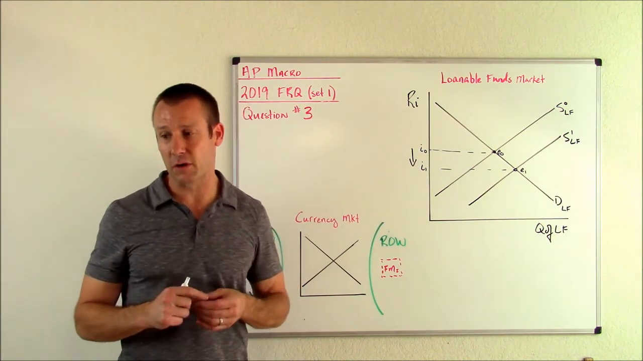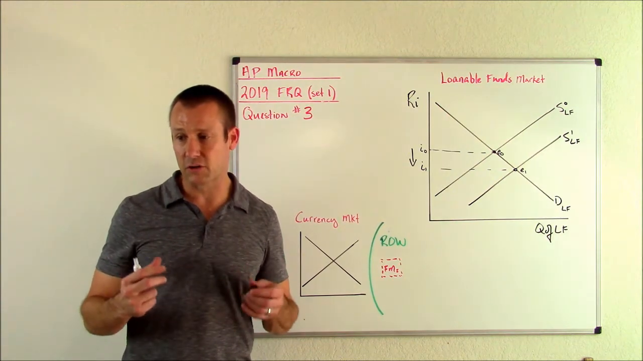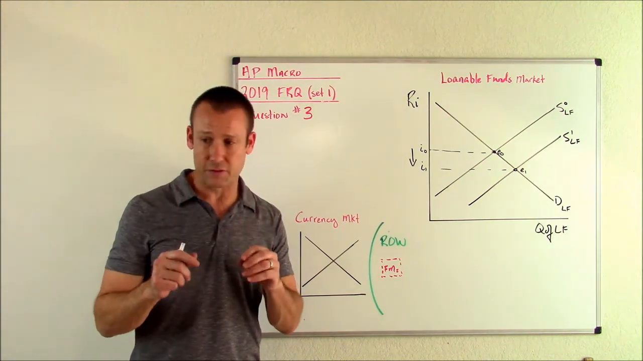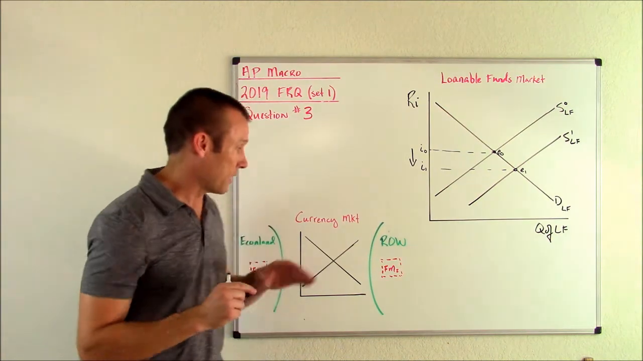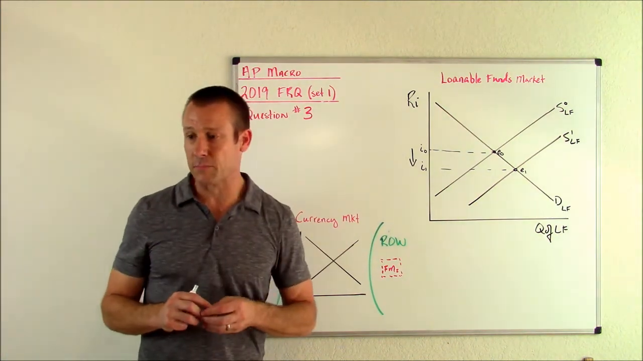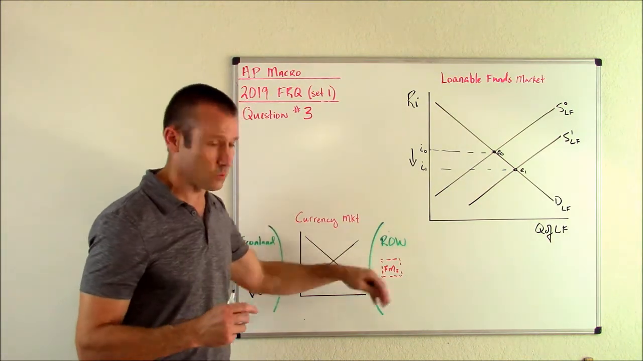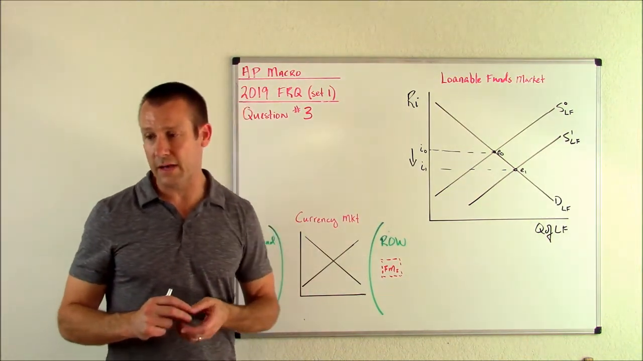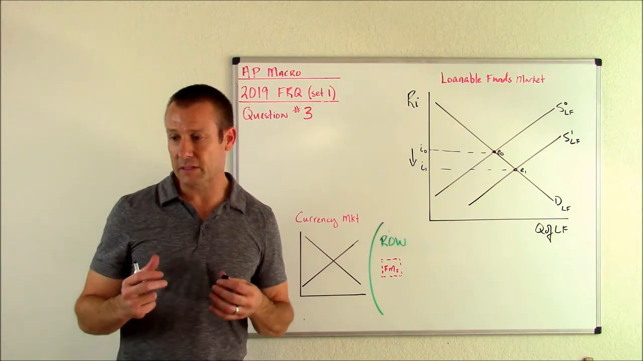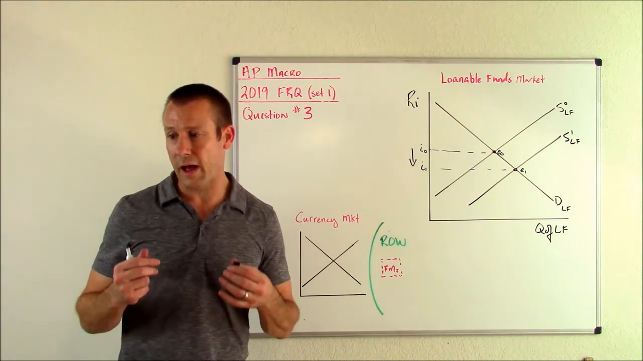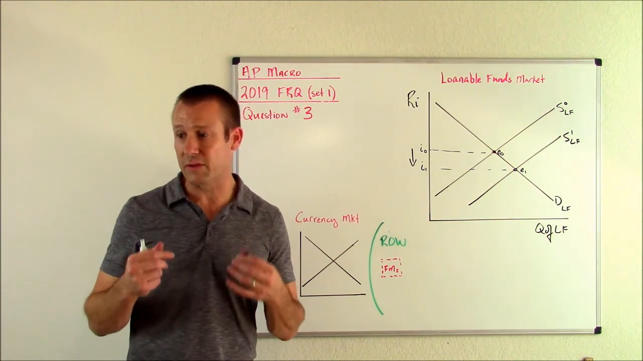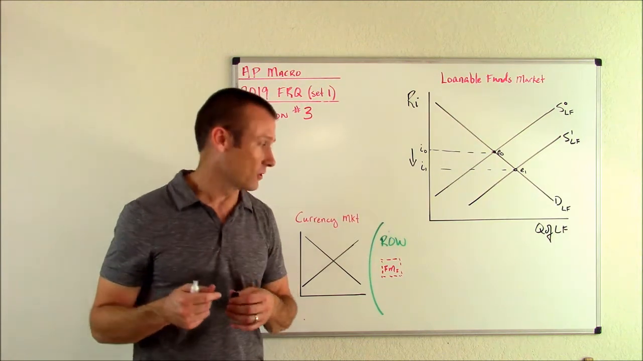Moving on to C, 3C. Consider the foreign exchange market for econ land's currency. Now again, they're not saying draw it, they're just simply saying consider it. But I am going to draw it just to make it easy. Based on your answer to Part B, okay, remember that's going to the rest of the world to buy their foreign assets or financial assets. Based on your answer in Part B, what will happen to the international value of econ land's currency?